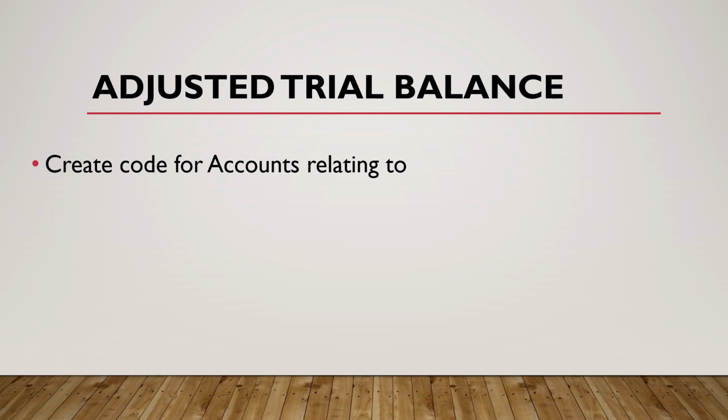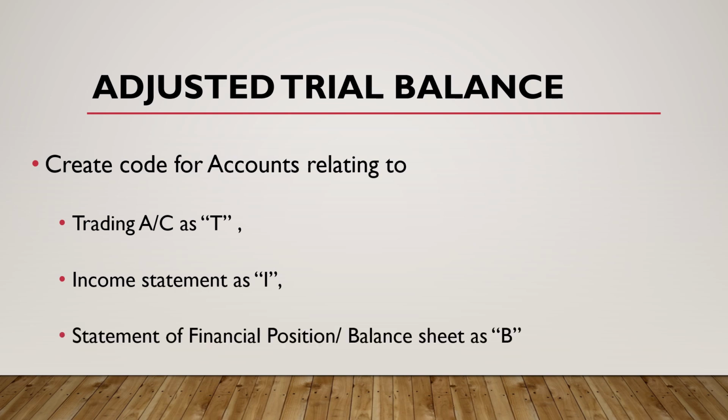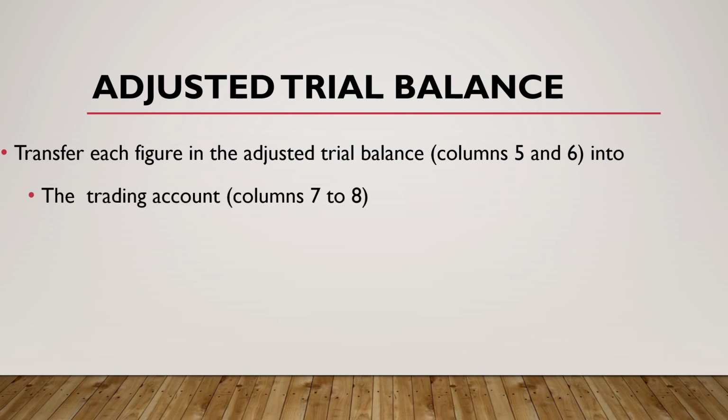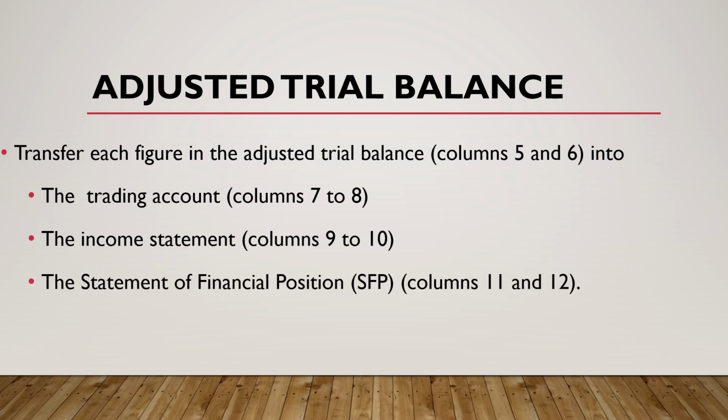Then we have to create codes for accounts relating to the trading account as T, the income statement as I, and the statement of financial position or balance sheet as B. Then we have to transfer each figure in the adjusted trial balance into the trading account, to the income statement, and finally to the statement of financial position accordingly.